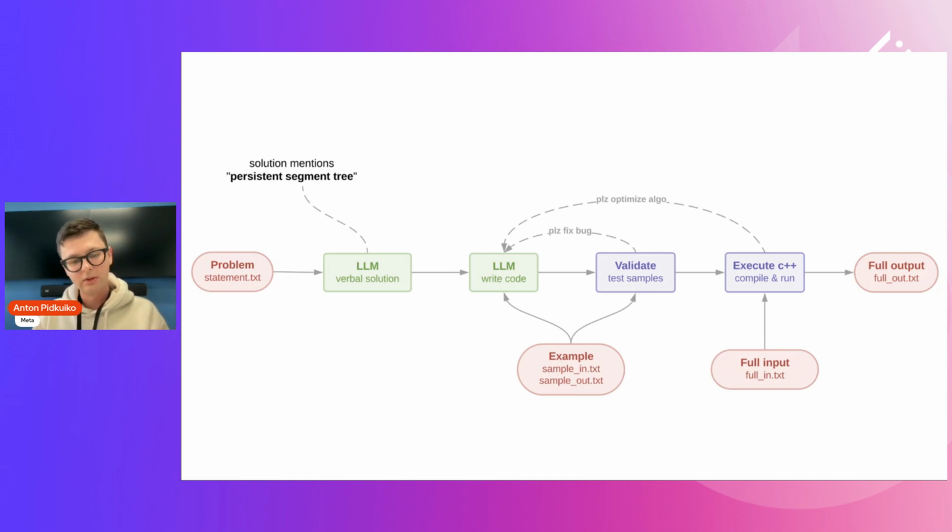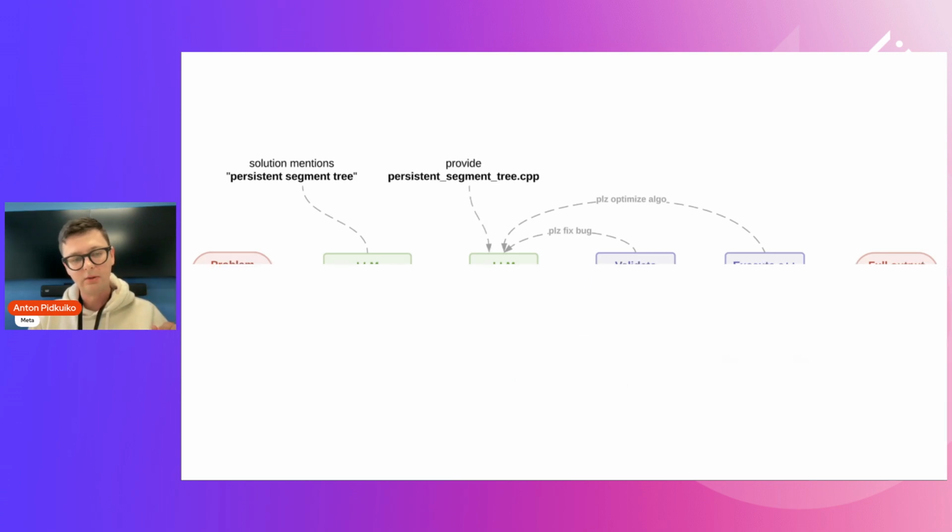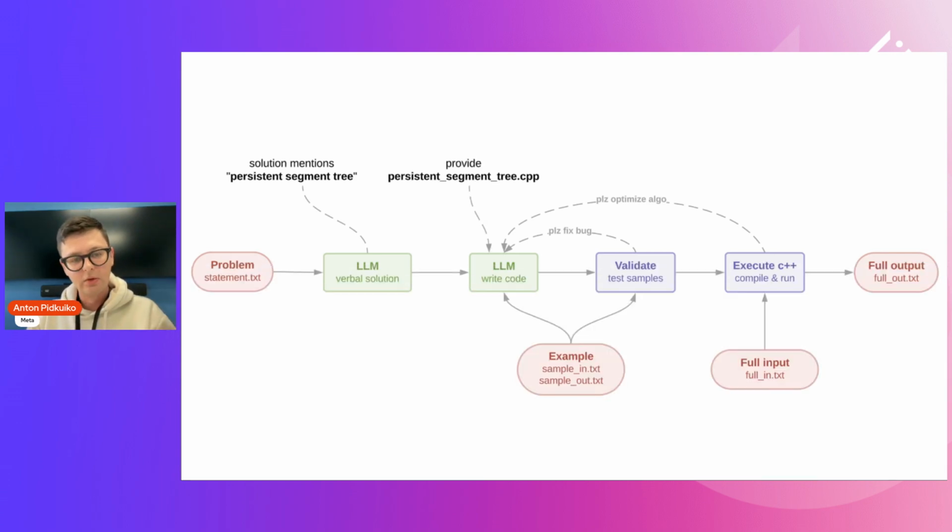Those are well-known algorithms that are a bit hard to replicate quickly, optimally, without bugs. So why don't we read the verbal solution and go to our library if we see some familiar algorithm, and include this algorithm in the code, so it will be easier for the LLM. This pattern is called RAG, retrieval augmented generation, and you usually need embeddings, vector databases, some complex stuff to implement it, but we can do it very easily.